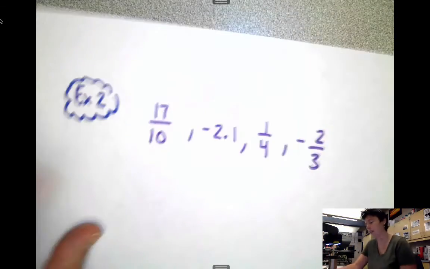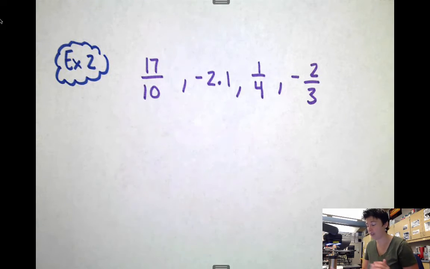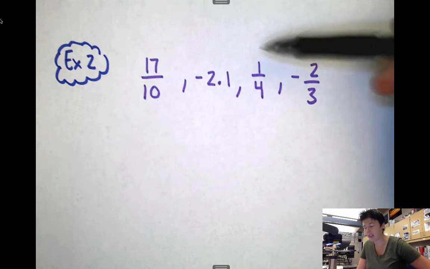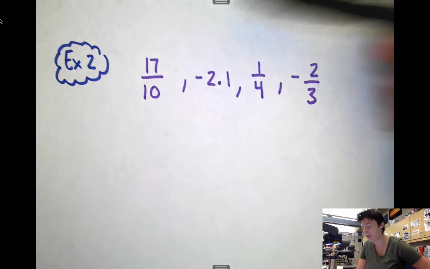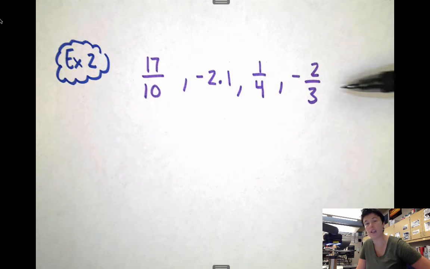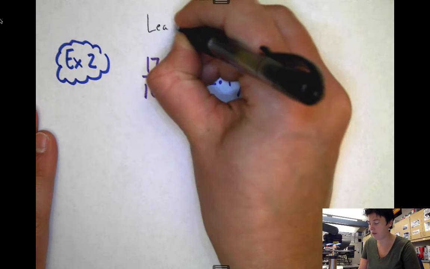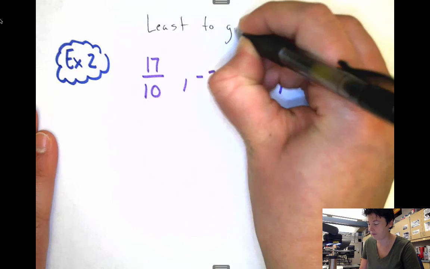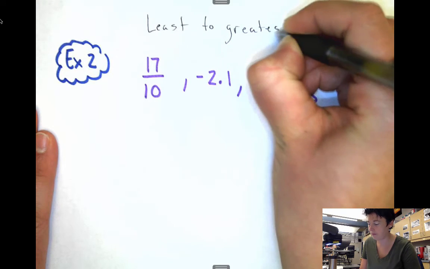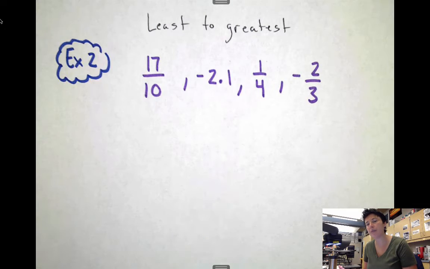Here's another way. A lot of times what we'll do is we'll look at these numbers and we'll estimate. So for example 2, we have a mix again of fractions and decimals. We have 17 tenths, negative 2.1, 1/4, and negative 2/3. And the directions are to go from least to greatest again. So this time, instead of turning them all into decimals, I'm going to go more for an estimation.